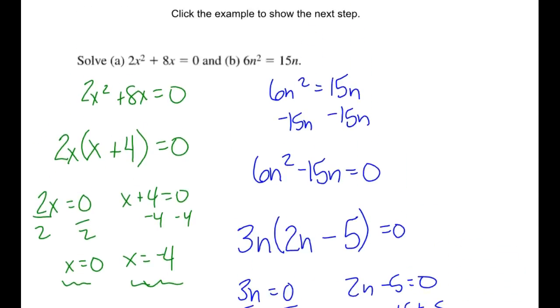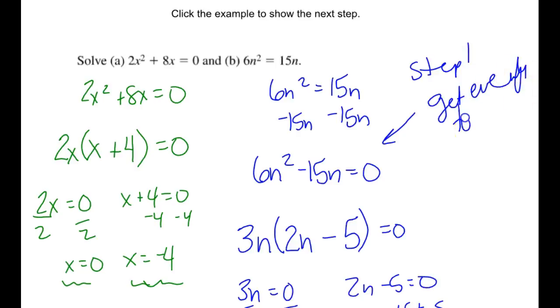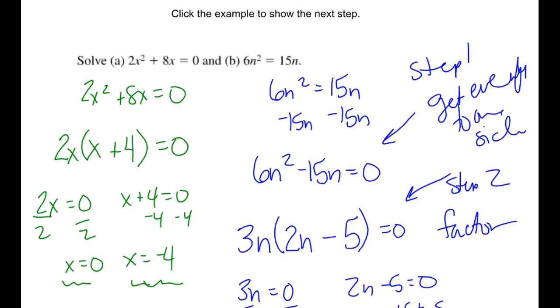Just remember the steps that we did. The first step we did was we have to get everything to one side. So if you're taking notes in your notebook, go ahead and say that. So say step 1, get everything to one side. So then you know when you're looking back what you did. And then step 2, right? This is where we did step 2. I factored things.